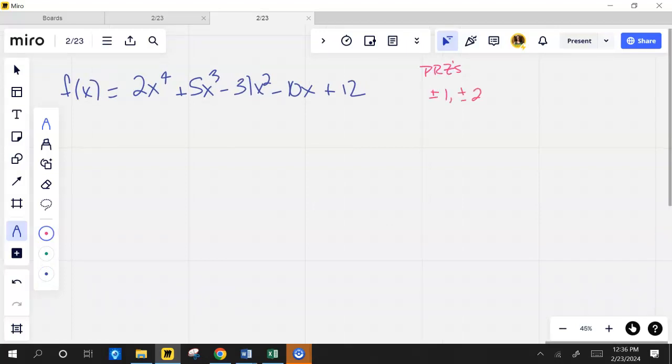1, 2. Everybody sees where that first list of numbers is coming from. Those are all the factors of 12. Now, the factors of 2 are 1 and 2, right? So now I also need to come in and divide every one of those by 2.